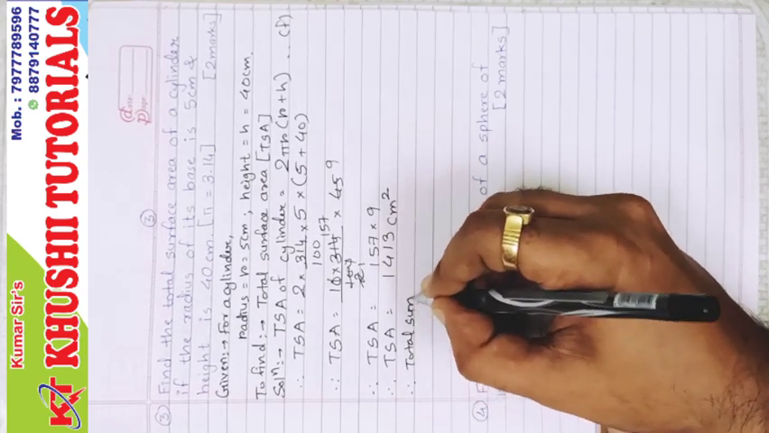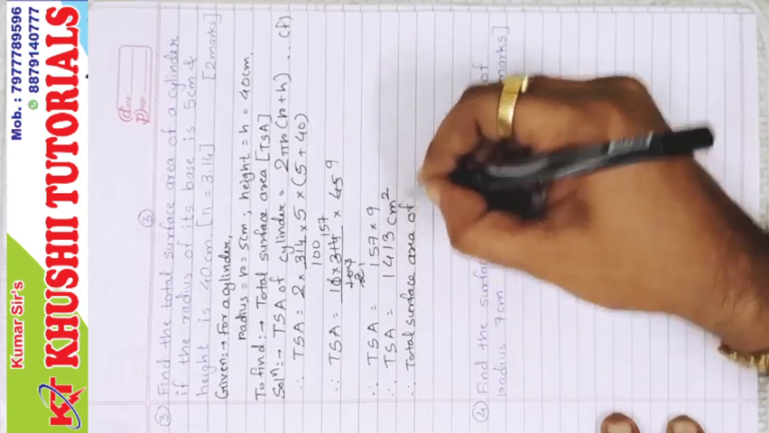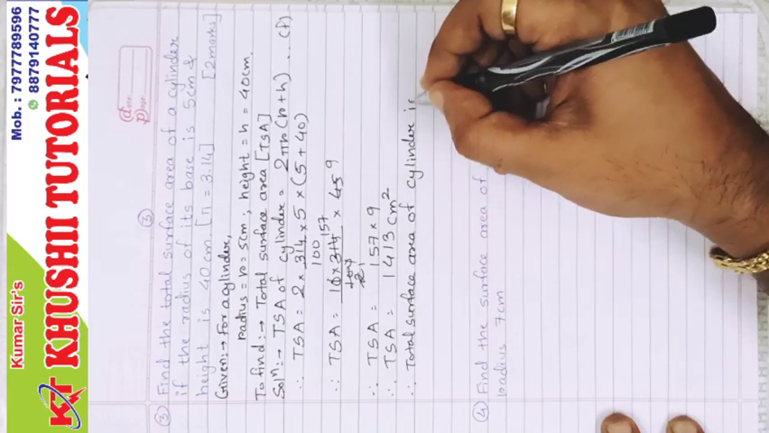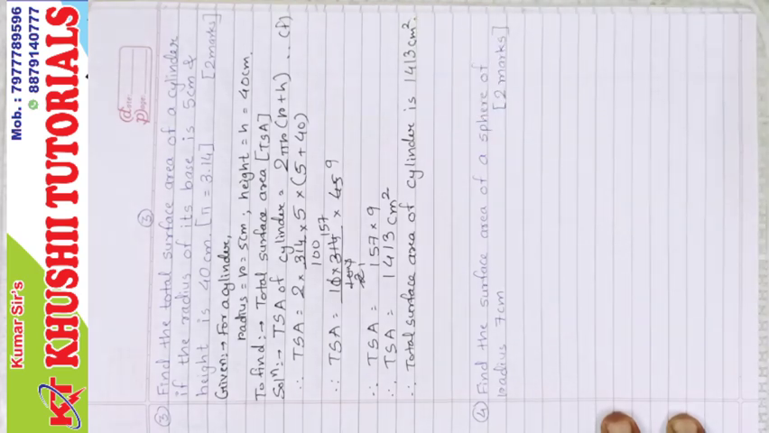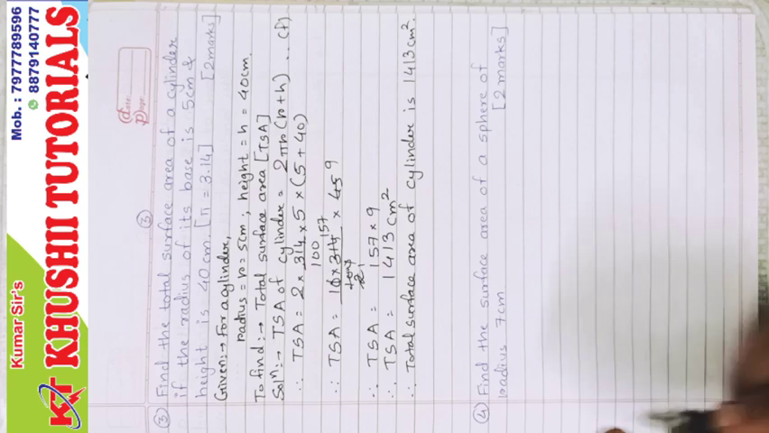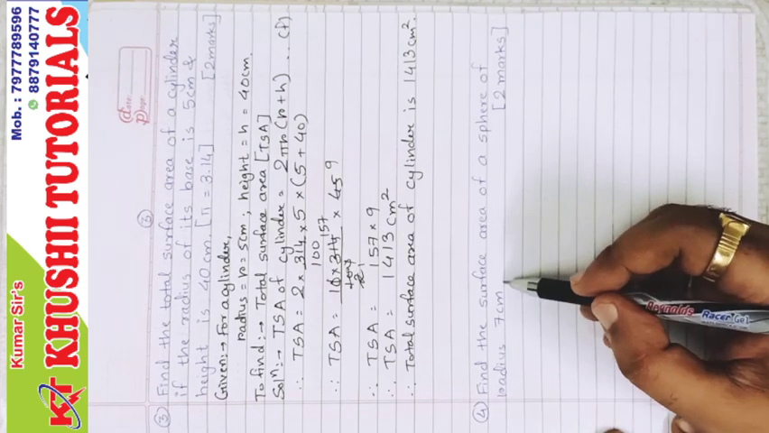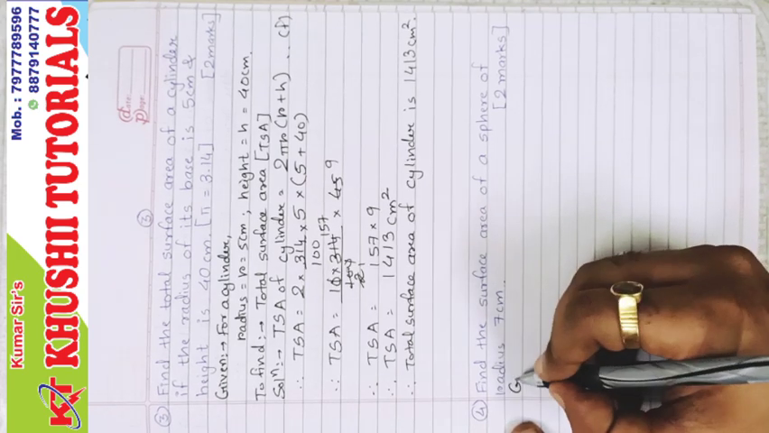Therefore the total surface area of cylinder is 1413 centimeter square. And this is the end of third sum. Number 4, find the surface area of sphere whose radius is 7 centimeter. So first we'll write the given.